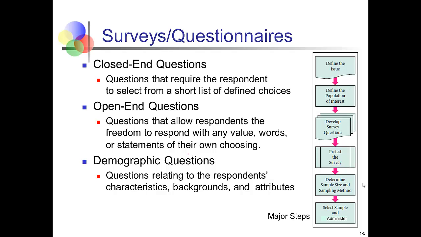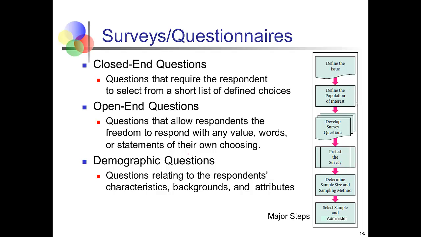Now, there are about 6 major steps that we follow when we do any kind of written survey or phone survey. The book separates this out like it's 2 separate things. It's really the same thing. No matter what we do here, we're going to define the issue. What is it that we want to know from these people that we're going to try to talk to? We have to define the population of interest. So we have to say, okay, who are we going to talk to about this?